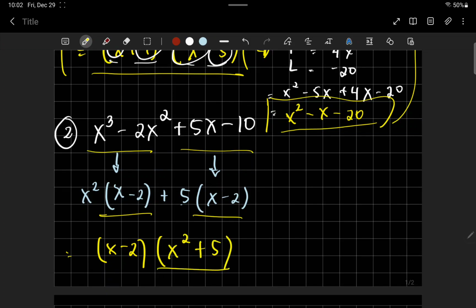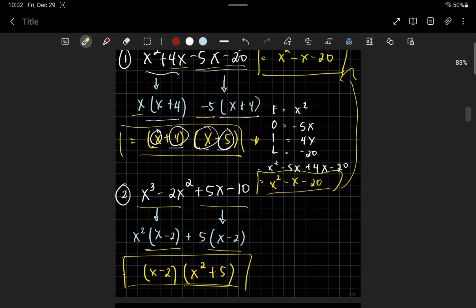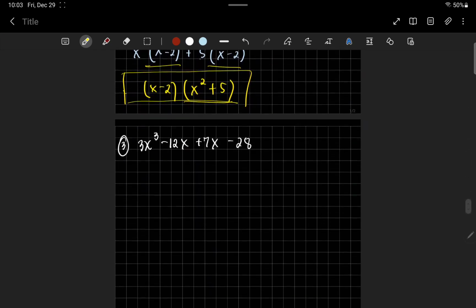Saan nanggaling yung x squared plus 5? Dito sa dalawa. Okay, pinag-isa na lang natin siya. Nakuha ba? Therefore, the factored form is x minus 2 times x squared plus 5. Okay, so you can check our answer by using the FOIL method, but you will arrive with the same answer, which is x cubed minus 2x squared plus 5x minus 10.